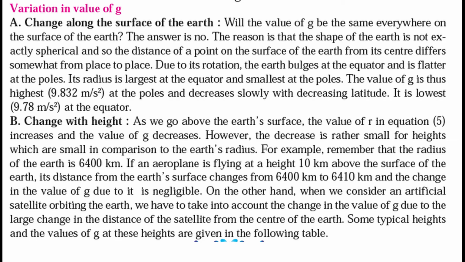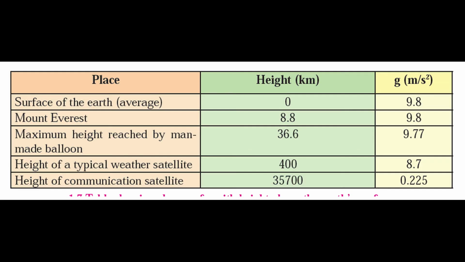Some typical heights and the values of g at these heights are mentioned in this table. Have a look at these values. On the surface of the Earth, where the height is 0, g is 9.8. At the top of Mount Everest, which is 8.8 kilometers, g is 9.8. The maximum height reached by a man-made balloon is 36.6 kilometers. The value of g is 9.77.